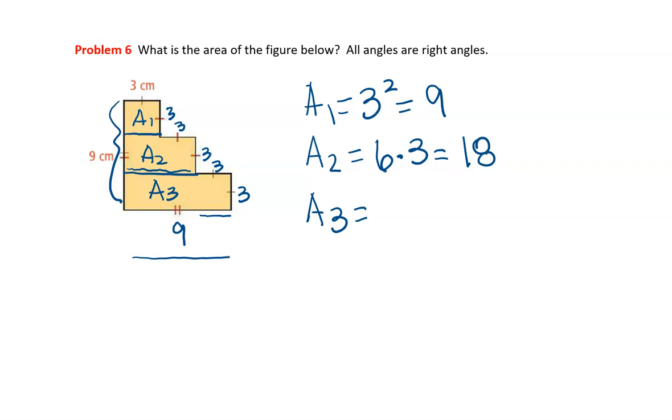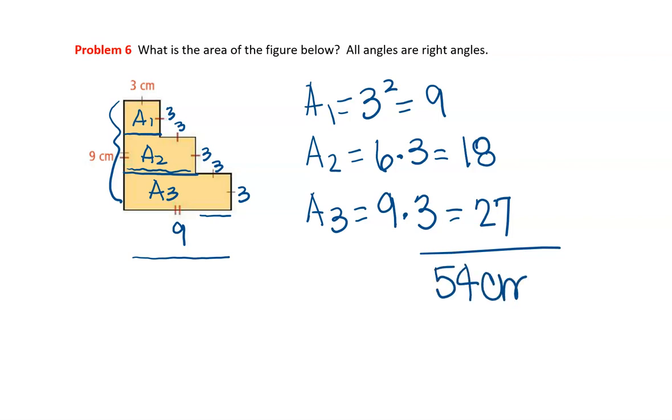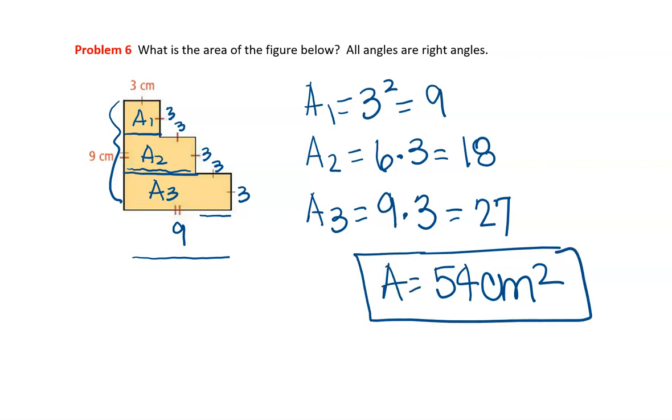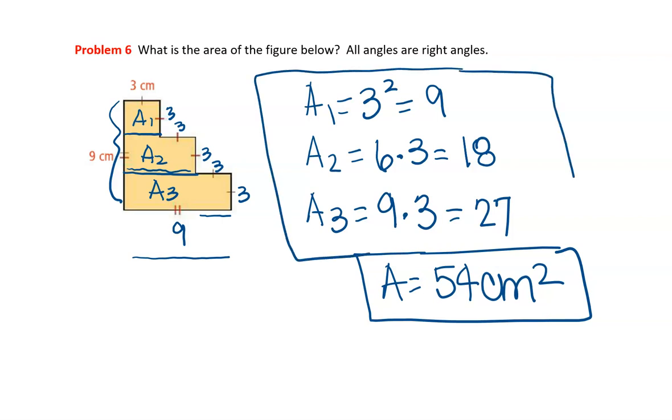Area 3 is that bottom piece. It's 9 all the way across the bottom and 3 high, which would be 27. Then we add all those numbers together. 9 plus 18 plus 27 is 54 centimeters squared. So the total area is 54. Do not just give me the final answer. I need all of the work that you did to get to that answer, and that's how it will be graded on the quiz tomorrow as well.